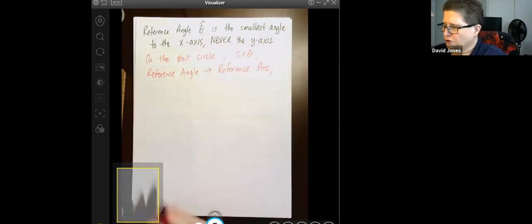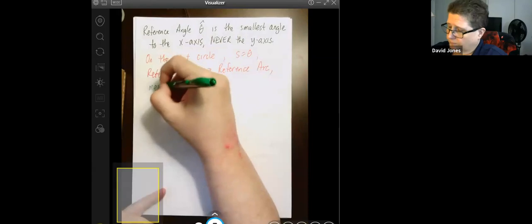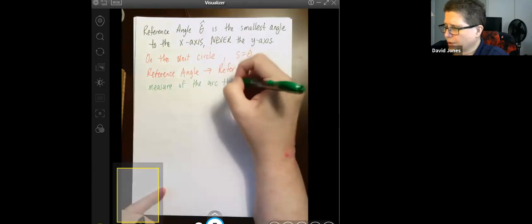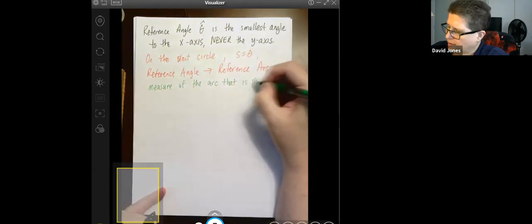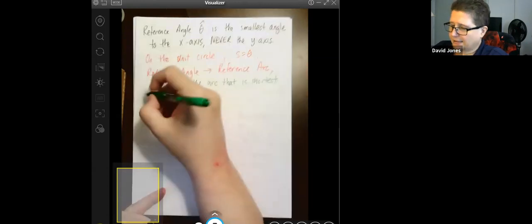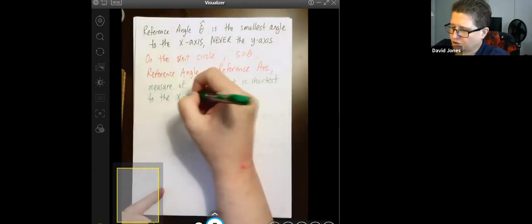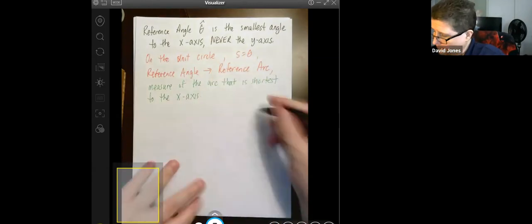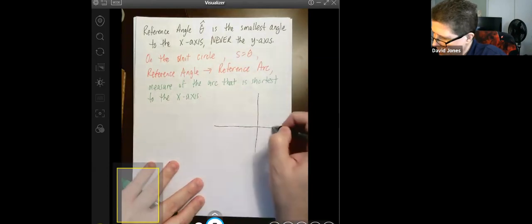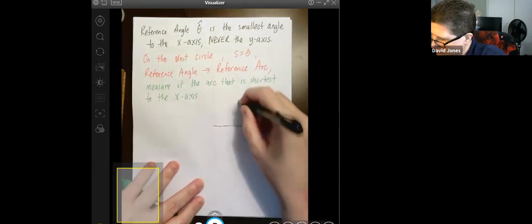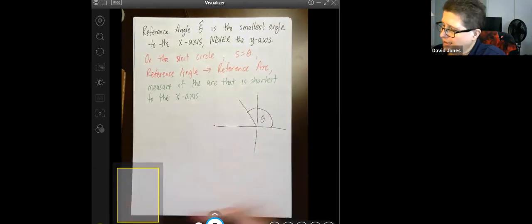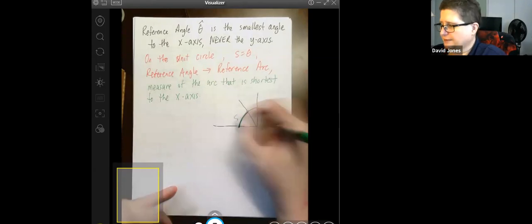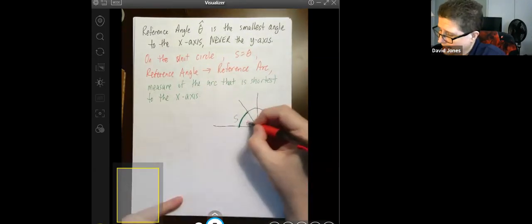And this is the measure of the arc that is shortest to the x-axis. Remember, it's going around the circumference, so it makes it shorter. That's theta. This is S. And this is theta hat.